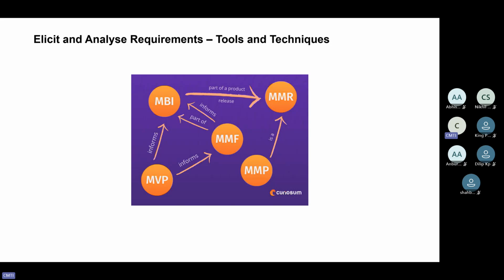After that, the rest of the iterations will produce MMF, minimum marketable feature. And the group of MMF is called MMP, minimum marketable product. And when everything is over, a release, the result of release is called MMR. Right? Either it is MVP or MMF or MMP or MMR, which is going to give you the minimum business increment. Those information will be in slides.